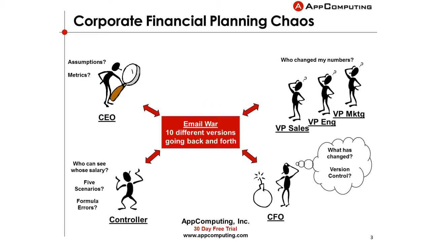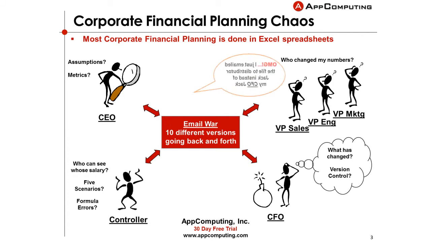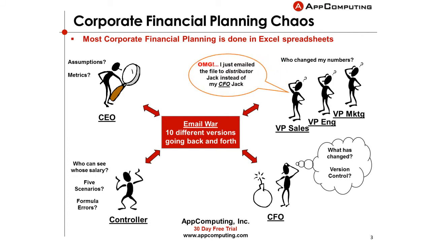This graphic shows the chaos which results from emailing budget spreadsheets. In the center in red, you'll see the main issue of what's known as email war. In other words, multiple versions of a spreadsheet going back and forth within your company. At the top right, you'll see the problem that happens when an email is sent to the wrong person. In this case, Jack the distributor, rather than Jack the CFO.